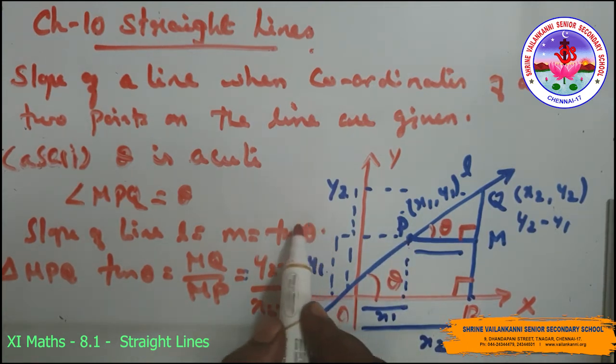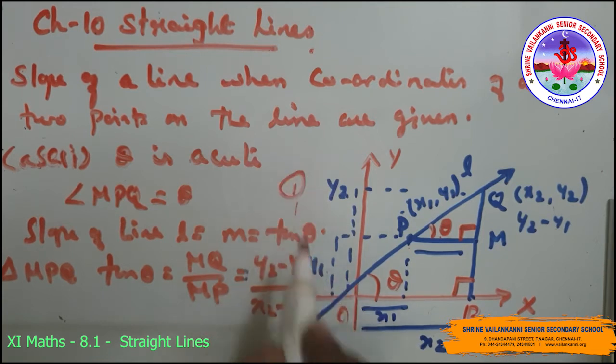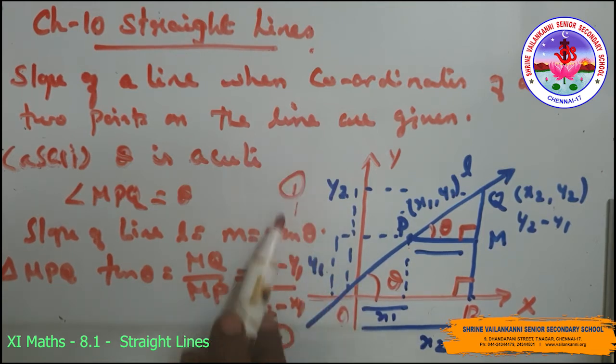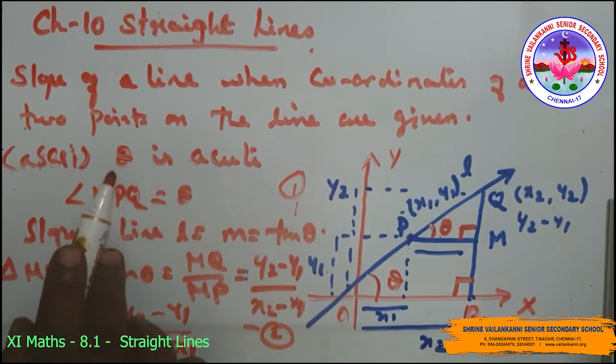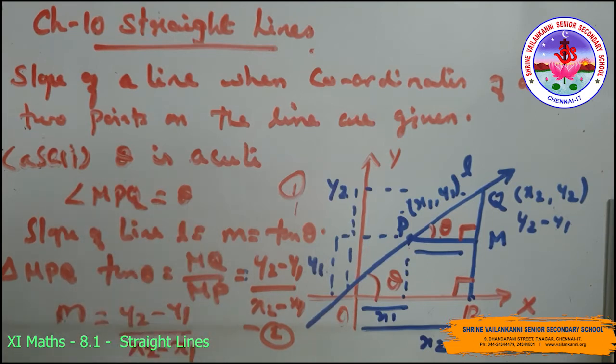Let's take this equation as 1 and this as 2. So from 1 and 2, we get tan theta as m and tan theta equal to y2 minus y1 by x2 minus x1. So m equal to y2 minus y1 by x2 minus x1. This is the first case in which theta is acute.